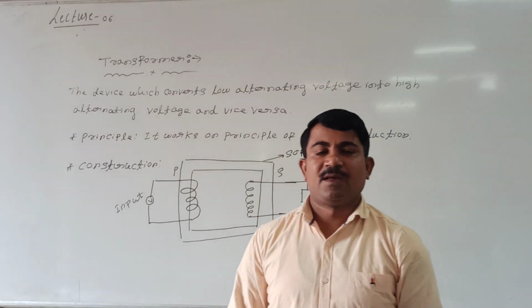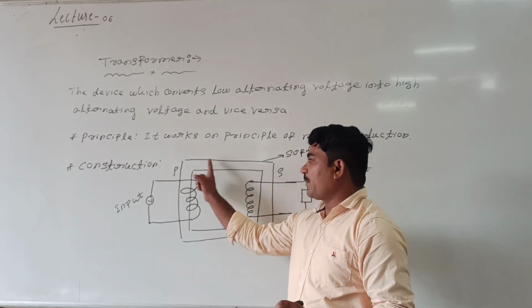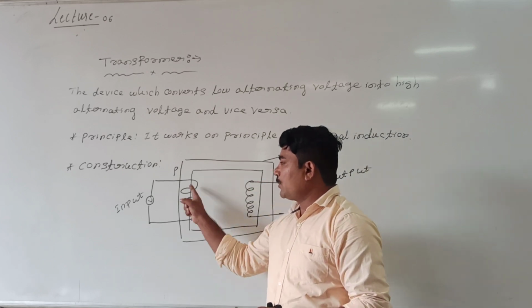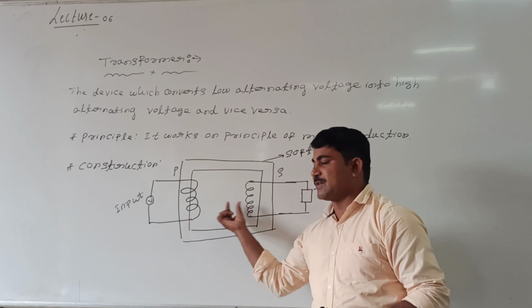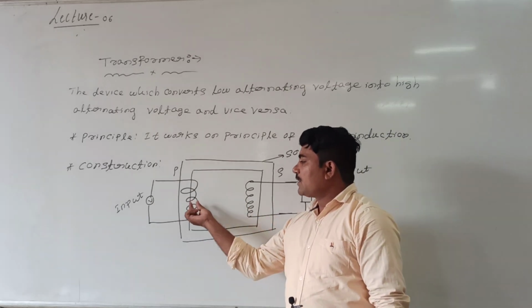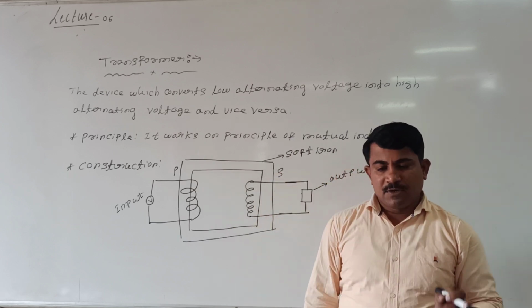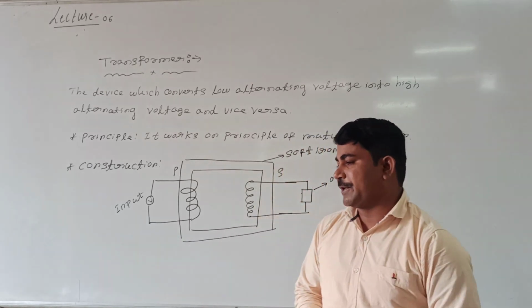See here, a very simple construction is available. A transformer consists of a core which is made up of soft iron. On the soft iron core, two coils with many turns are wound on separate limbs. Here two coils are there. This coil we are calling the primary coil and this we are calling the secondary coil. Which one we are calling primary and which one secondary, that is important.